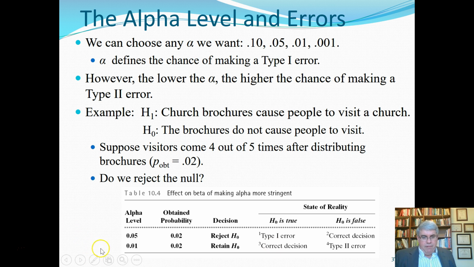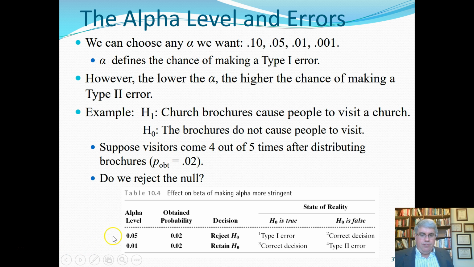Now, if we lower the alpha level to 0.01, we make it more stringent, and we get a p-value of 0.02, our decision is to retain the null hypothesis. Oh, we don't know if the brochures work or not. Now, if the null hypothesis is true, that's the correct decision. But if the null hypothesis is false and the brochures really do work, then we make a type 2 error.